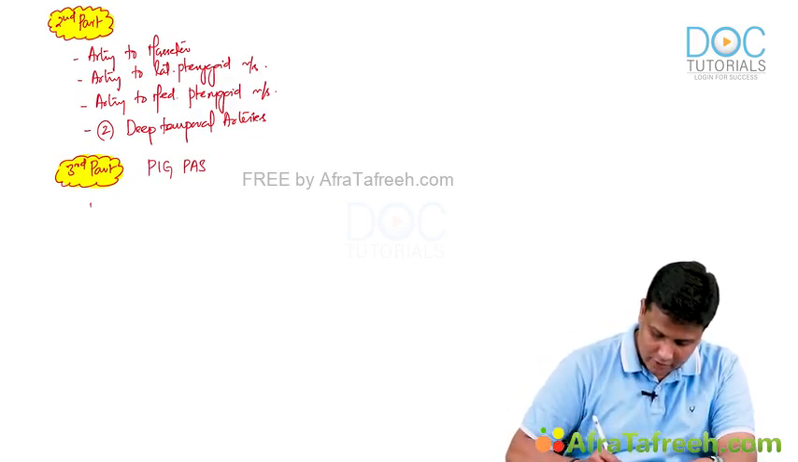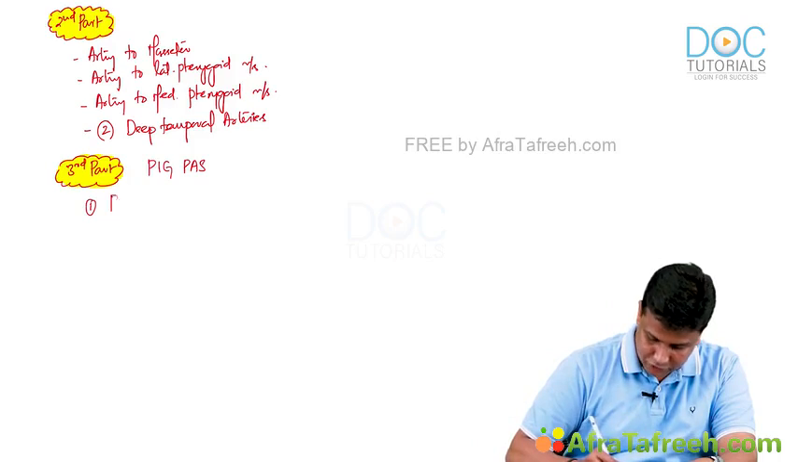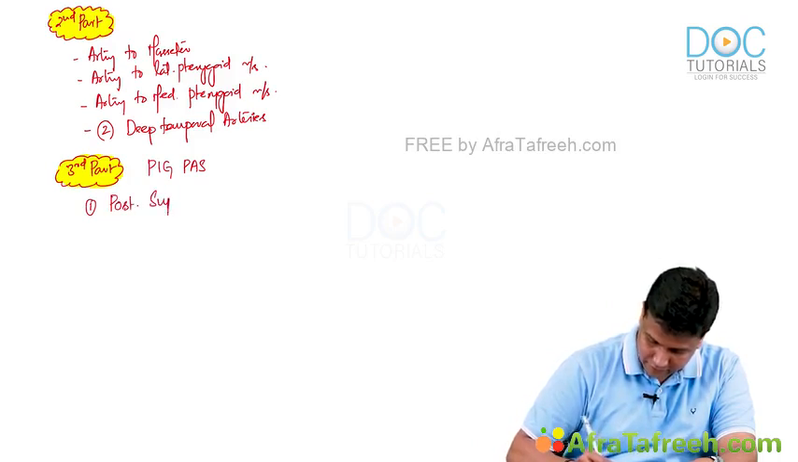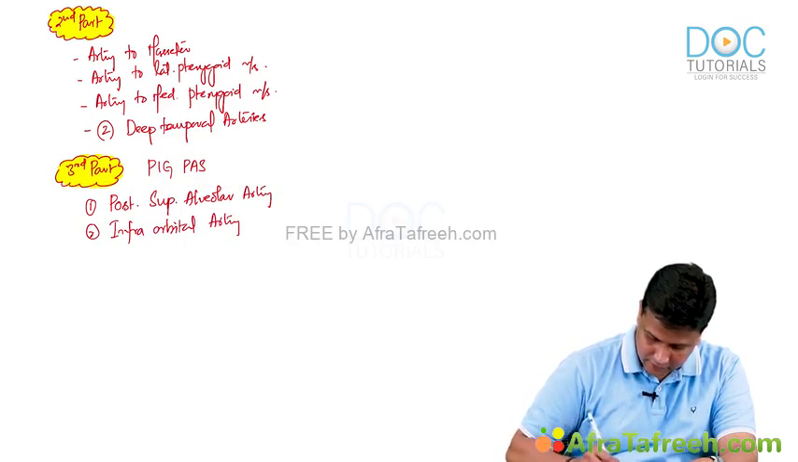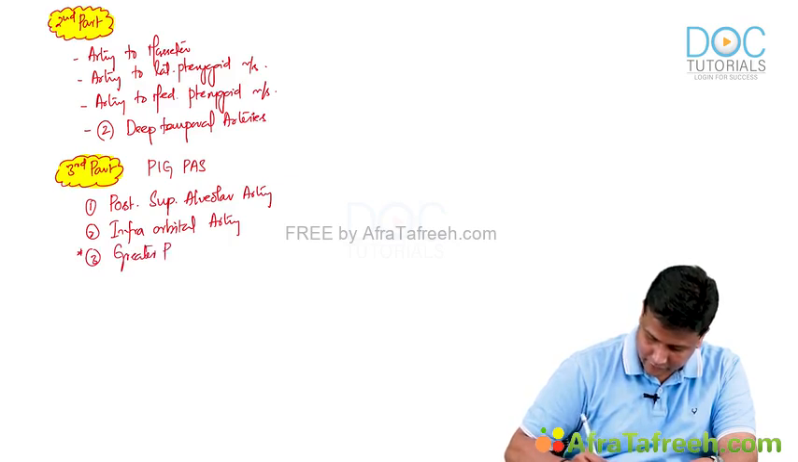Number 1. So P stands for posterior superior alveolar artery. Posterior superior alveolar artery. Number 2, I stands for infraorbital artery. And then number 3, it is important one here, G stands for your greater palatine artery, guys.